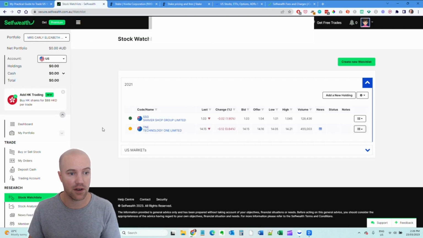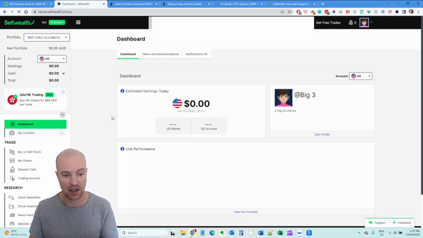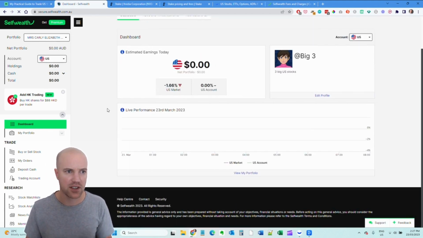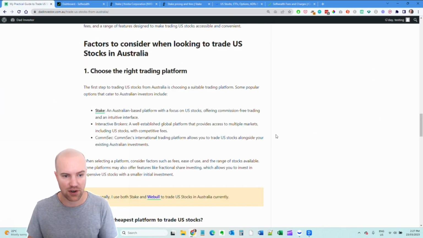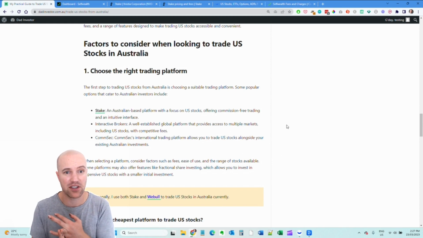Like I said, Self-Wealth do not. So you have to buy the whole share. I remember back when Amazon was $3,000 plus a share, I had to spend at least $3,000 to invest in Amazon over and over again. So that's another factor to consider when you're thinking about the right trading platform. So there you've got the costs, the ease of use, and also the range of stocks available.